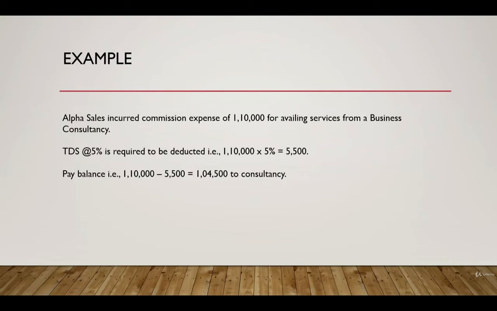Have a look at your screen. In this transaction, the company Alpha Sales incurs commission expense of rupees 1,10,000 for availing service from a business consultancy. For commission we deduct TDS at 5%, so we are required to pay 5,500 from the total payment amount to the government and pay the remaining balance of 1,04,500 to the consultancy. So how do we record this entry in Tally?